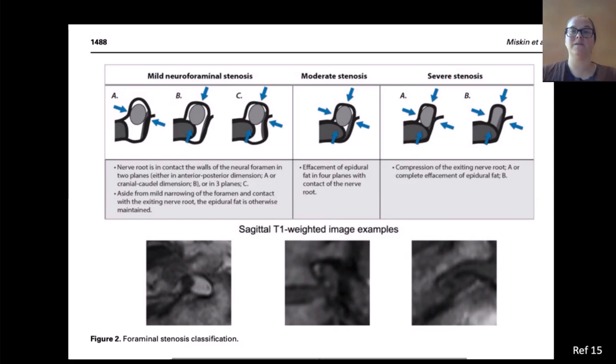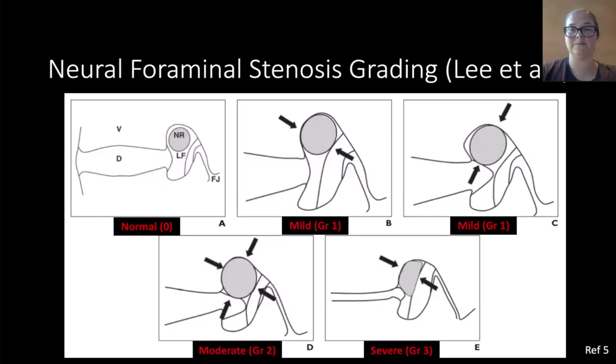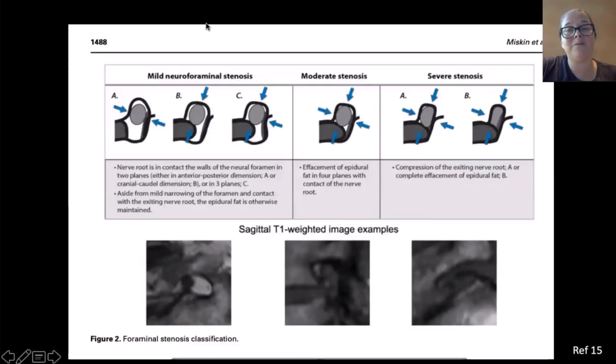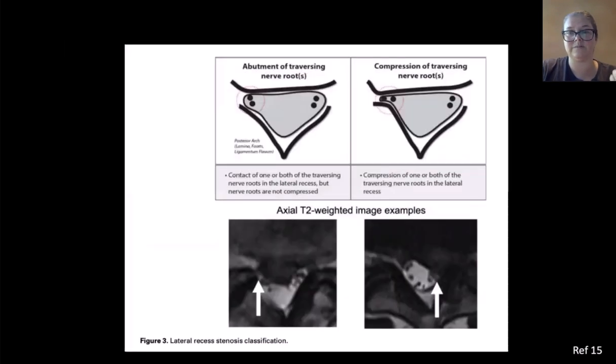So I think it's going to be up to each of you as practicing radiologists to decide what grading system you want to use, recognizing that these are both very similar. And to be honest, you're probably not going to spend too much time trying to determine, are you going to be really upset if you call this mild and someone else calls it moderate? Probably not. But at least if you decide what you're going to use and then you have some internal consistency, I think that's the most important thing.